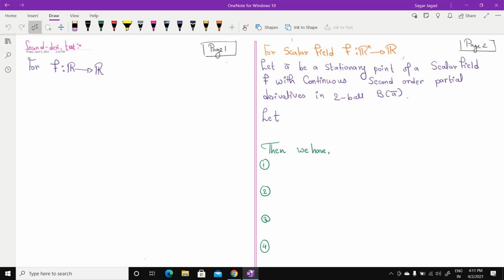Okay, so the second derivative test for the R2R case you have already learned. Let me just revise this.